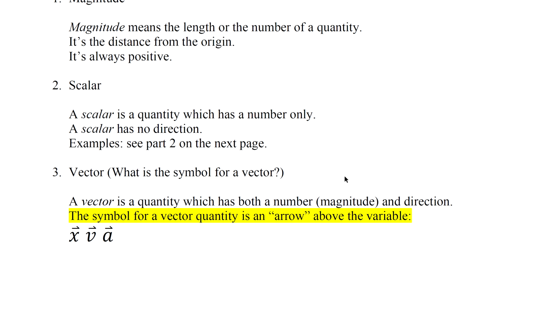Question 3, vector. A vector is a quantity which has a number and a direction. The symbol for a vector is an arrow shown above the variable. So these are 3 examples: displacement, velocity, acceleration. In some books they can make them bold font, and sometimes you cannot make them bold. So you just write the symbol like A and you put that arrow on the top.